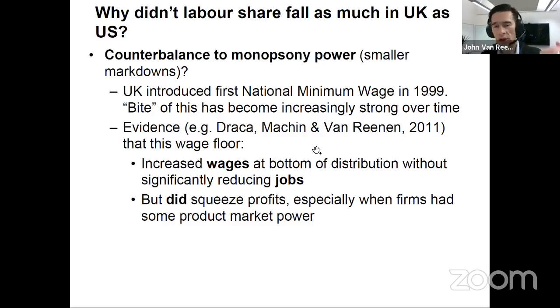without significantly reducing jobs. So that's going to increase the wageable share. But it did squeeze profits, especially when firms had some product market power, according to our estimates.